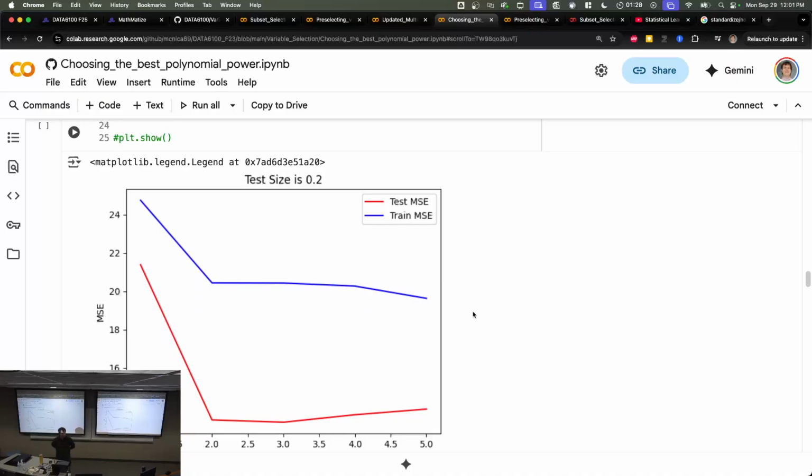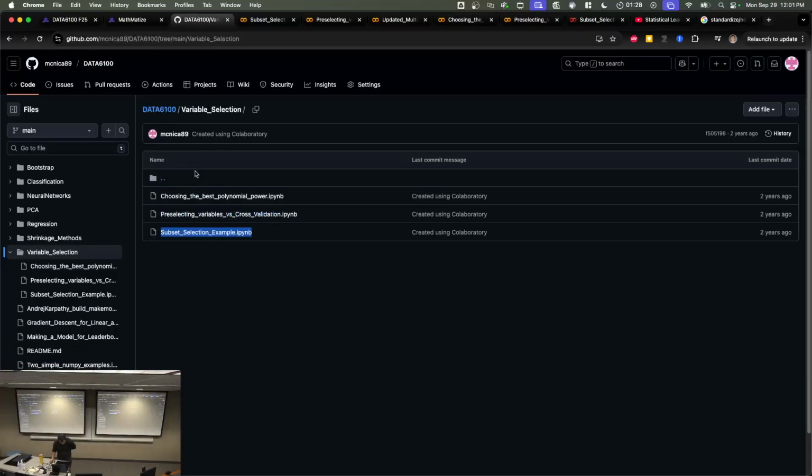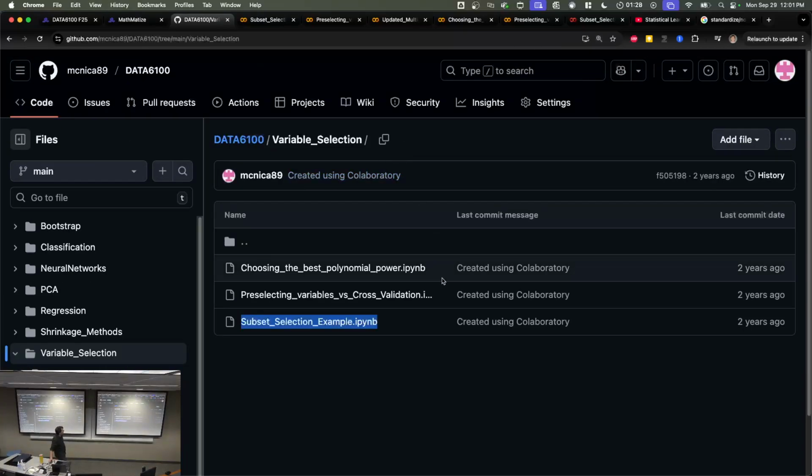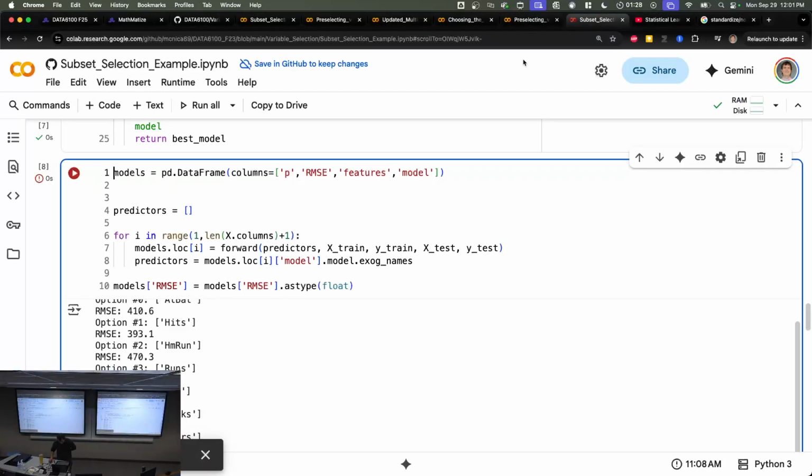Yeah? Is this based on like... Yeah, so it's on the course GitHub. So if you go to the course GitHub, and you go to the variable selection folder, and this is the one of choosing the best polynomial power. Yeah. Yes, very, very good question. Yeah, and again, they talk about this one in the textbook as well, so you can also check it out over there.